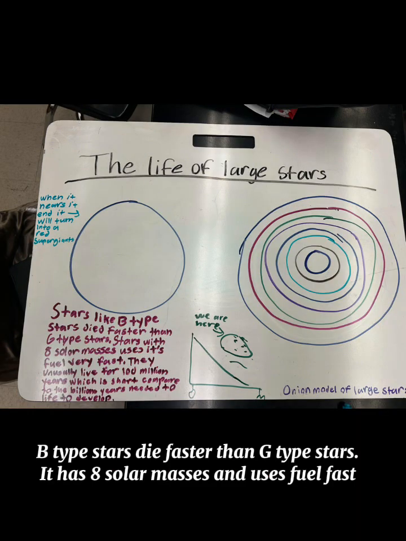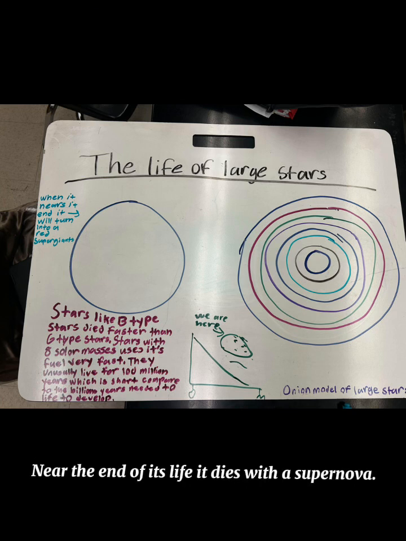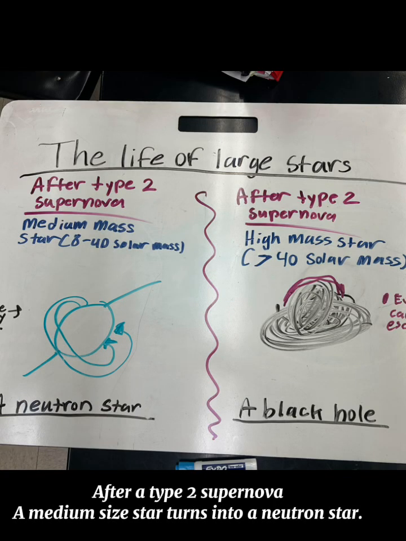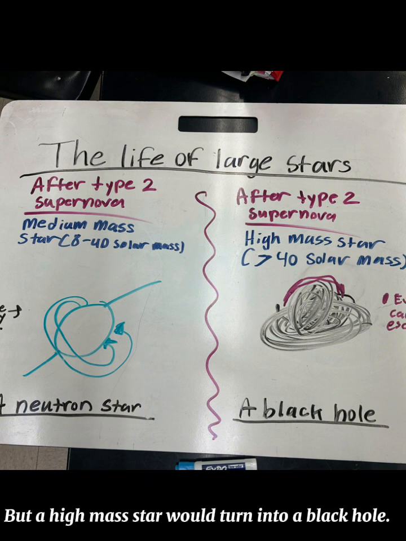O-type stars die faster than G-type stars. It has 8 solar masses and uses fuel fast. Near the end of its life it dies with a supernova. After a Type 2 supernova, a medium-sized star turns into a neutron star. But a high-mass star would turn into a black hole.